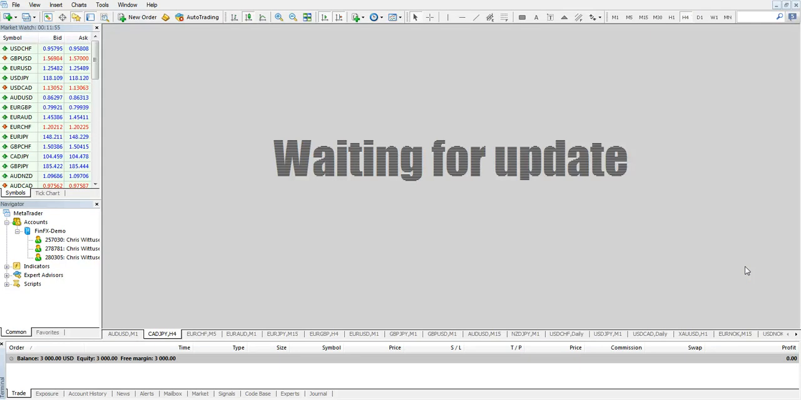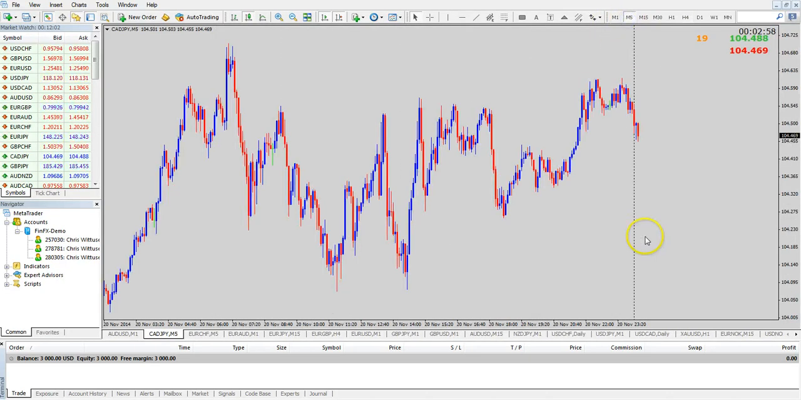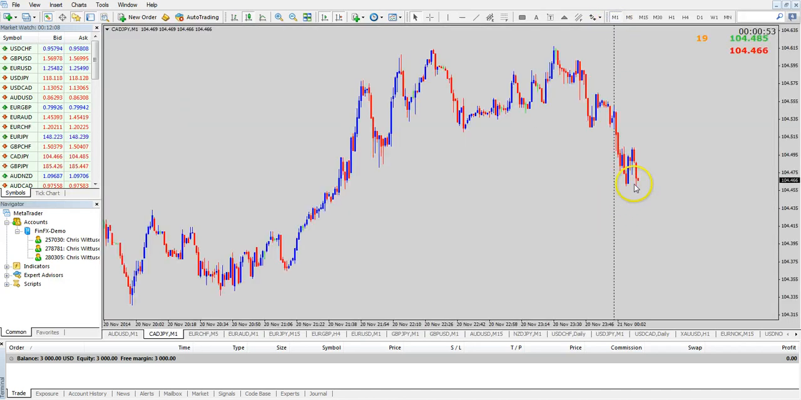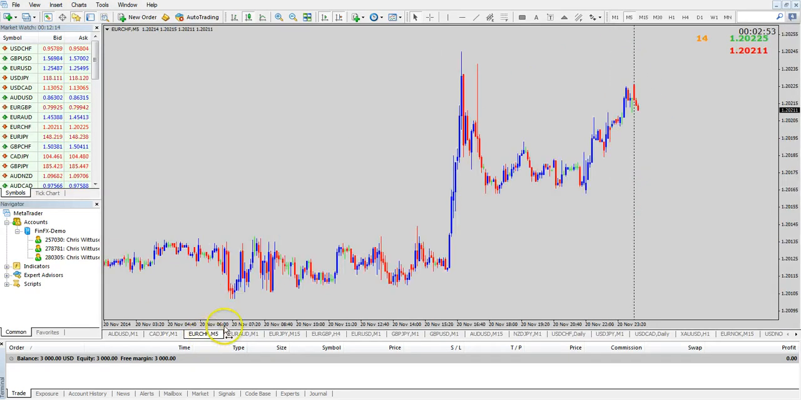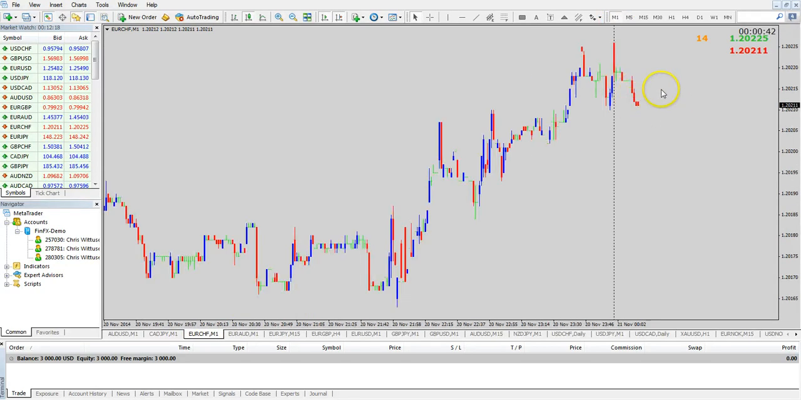CAD JPY. Uptrend. Uptrend. Not a good candle. Just trying to find a good candle so I can show you a good trade. Noise. Leave that one mature for a little bit.